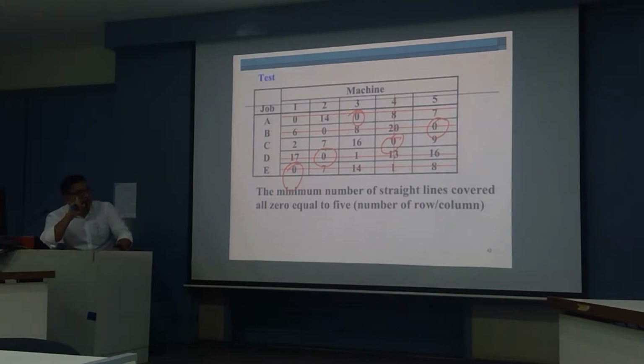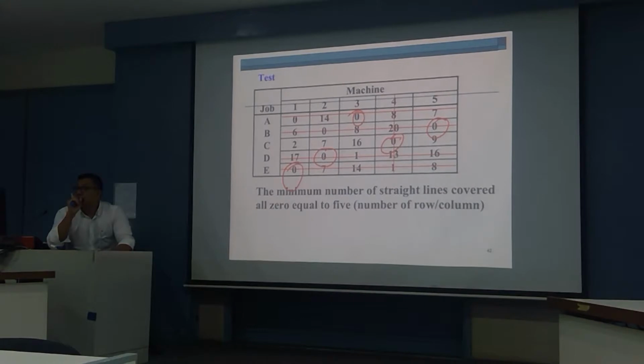But I believe that some of you might be curious about one question: why not start with the column reduction first? Why do we need to start with the row first? So the answer is yes, you can start with the column reduction and then follow with the row as well. You can do it that way.